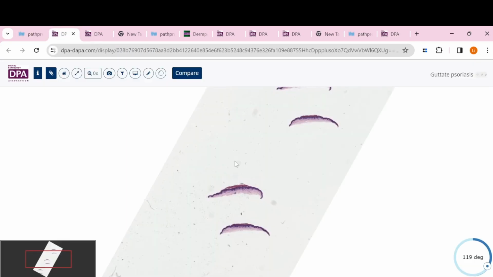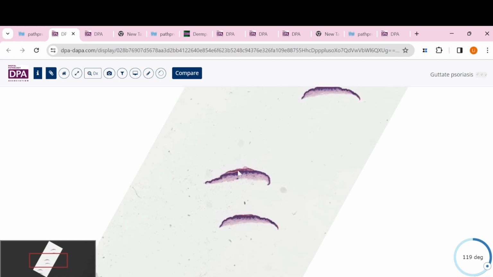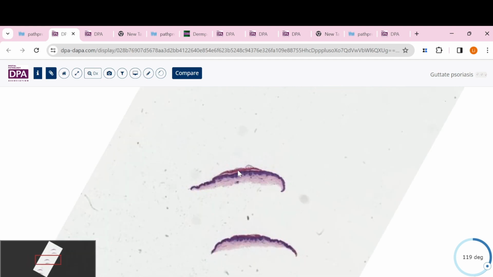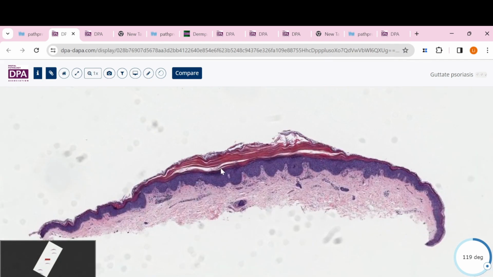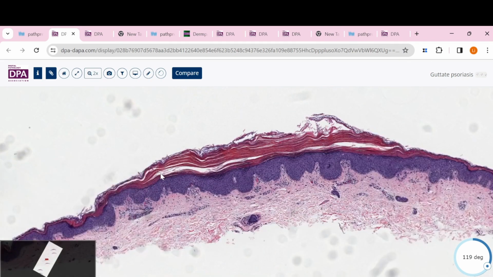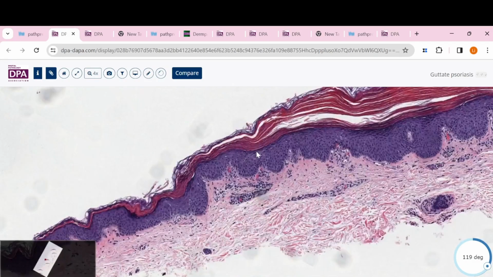I think I have a different one, okay. This is called guttate psoriasis. Guttate psoriasis kind of mimics the previous one, that is pityriasis rosea. I think this one is not that good. Usually they also have this mounded parakeratosis here. Let's see whether we can see. Yes, for this one we also have a little bit of mounded parakeratosis.